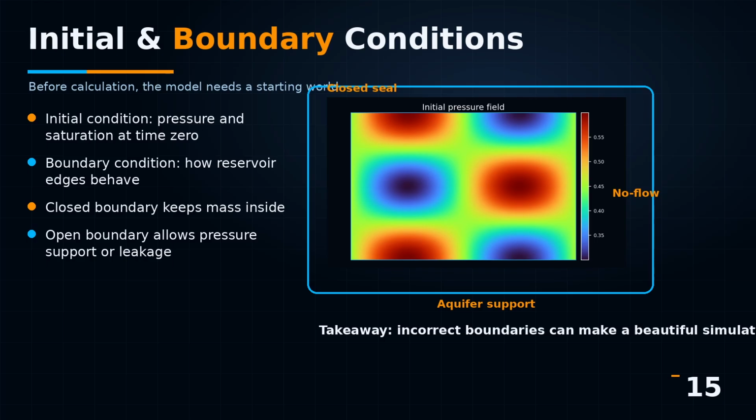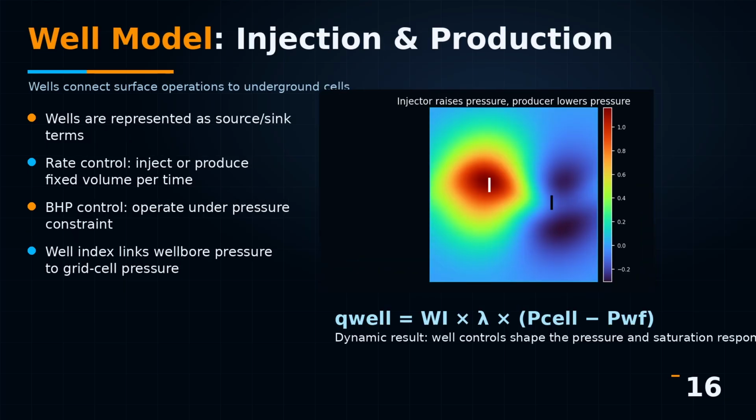Now that we understand initial and boundary conditions, let us move to well model, injection, and production. Wells are the connection between the surface operation and the underground reservoir. In simulation, a well can inject fluid, produce fluid, control pressure, or control rate. The well model translates operational settings into source or sink terms inside grid blocks. For example, a CO₂ injection well adds mass to the reservoir. A production well removes oil, gas, water, or brine.